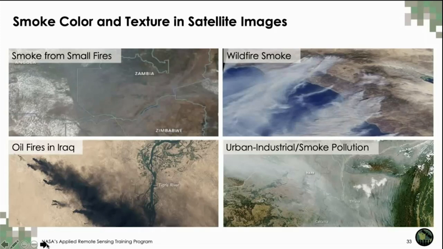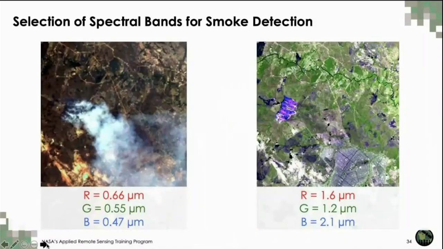Similarly, you have another example over Bangladesh and India where the smoke is actually mixed with the local pollution coming from the urban areas, and that is creating a kind of smog-type feature which appears as a haze in these satellite images. So these different colors actually allow us to get some more details about these fires.